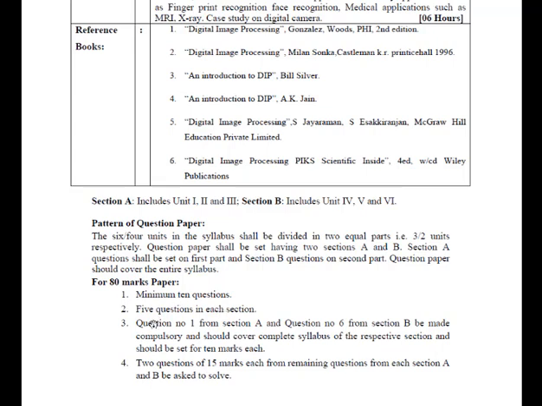Then question number 1 from section A and question number 6 from section B can be made compulsory. So students, always remember, you have 2 compulsory questions. Try to observe the question paper first, attempt the compulsory questions first, then you can go for optional questions. Then 2 questions of 15 marks will be asked from section A and section B. Okay, remaining.